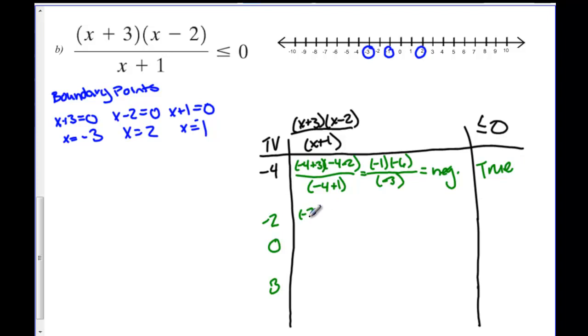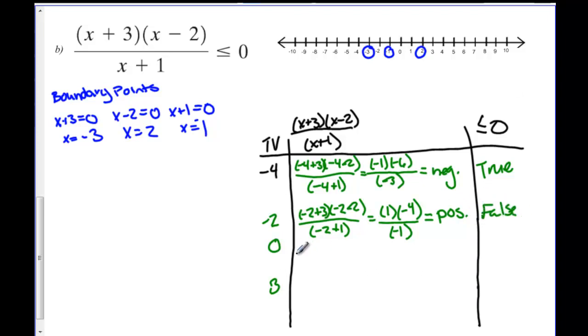All right, we'll try it with a -2. So we got -2 plus 3, -2 minus 2, and -2 plus 1. So the -2 plus 3 is going to give us a +1. -2 minus 2 is going to give us a -4. -2 plus 1 gives us a -1. Two negatives and a positive give us a positive. Positive is less than or equal to 0. False.